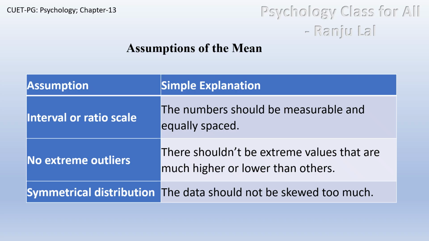The third assumption is symmetrical distribution. The data should not be skewed too much. That means if most students score around 60 but one scores around 100, the data is skewed. So these assumptions should be kept in mind while calculating mean.